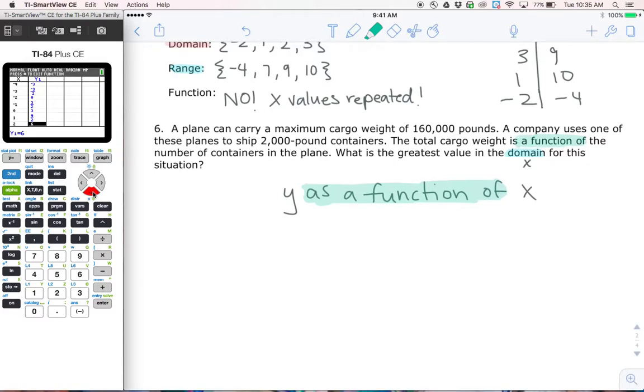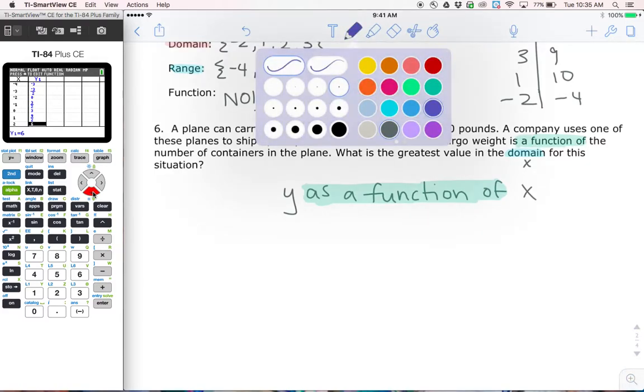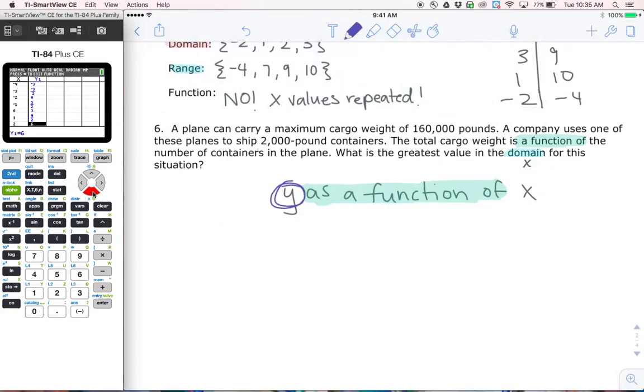Okay, now the y always comes before this. Y as a function of. So we're talking about the total cargo weight, right? That came before the words is a function. So y is a function of. The total cargo weight is a function of. So y, we're talking about the total weight. Afterward, we see x. Our word problem says is a function of the number of containers. So that means that we're talking about x values here.